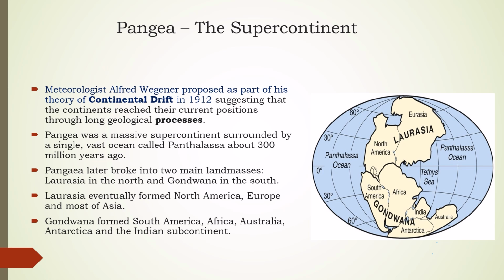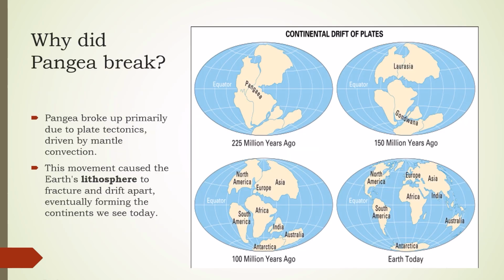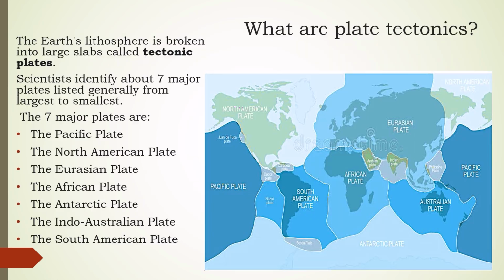About 300 million years ago, Pangaea later broke into two main landmasses, Laurentia in the north and Gondwana in the south. Why did Pangaea break? Pangaea broke up primarily due to plate tectonics driven by mantle convection. This movement caused the Earth's lithosphere to fracture and drift apart, eventually forming the continents we see today.